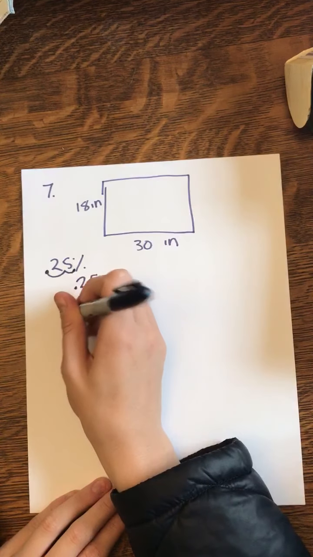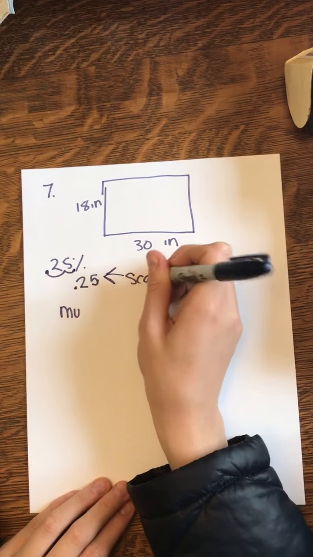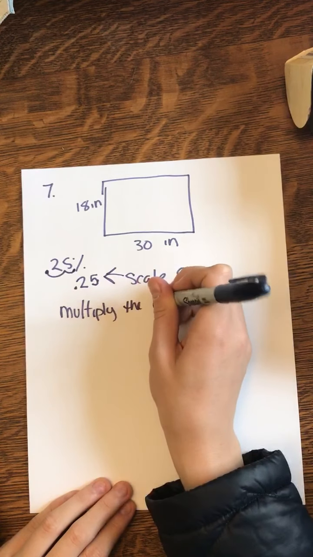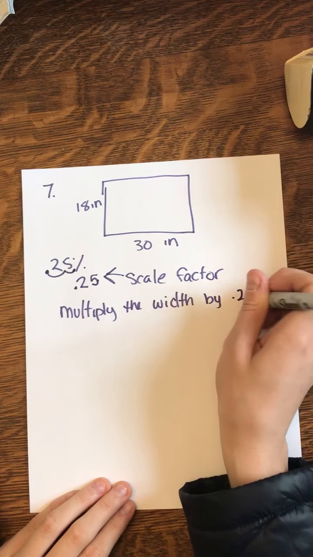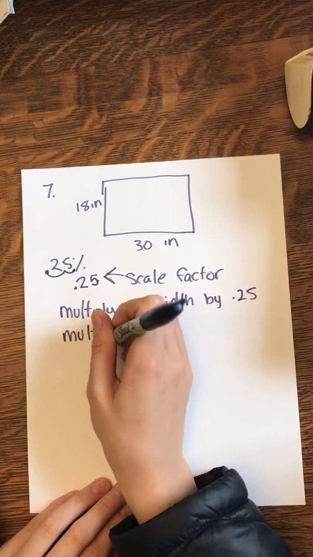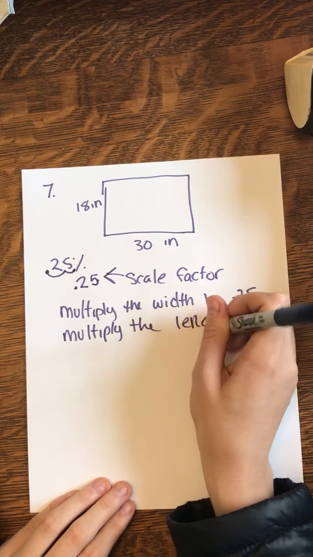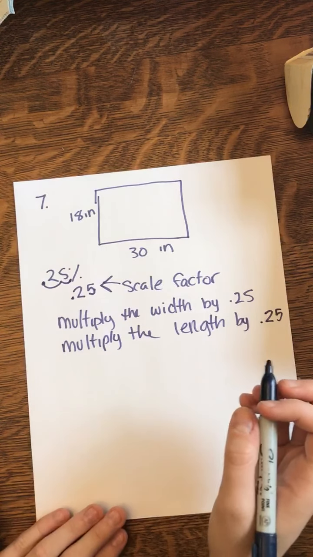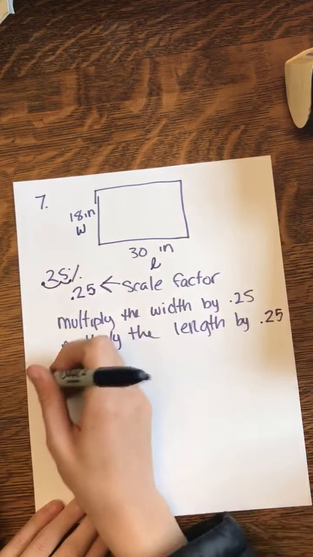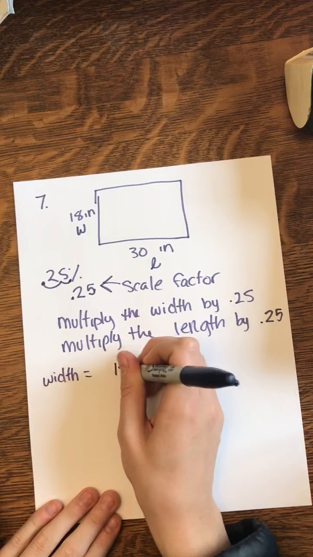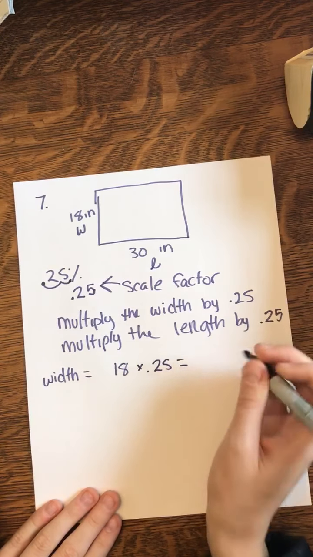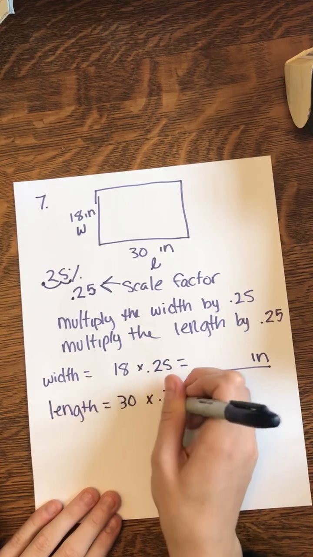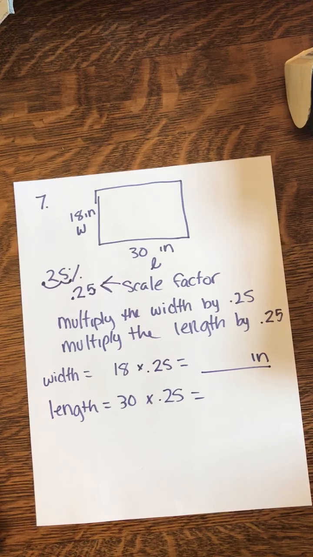And so this 0.25 is my scale factor. I multiply the width by 0.25, and I multiply the length by 0.25. And again, I know I should be using base 10 language, 25/100. So let's do that. My width, remember, is 18 inches, and my length is 30 inches. So for width, it is 18 times 0.25 equals new width in inches, and then my length is 30 times 0.25. And I'm going to use a calculator in this case because I guess I'm kind of lazy now that I'm at home.